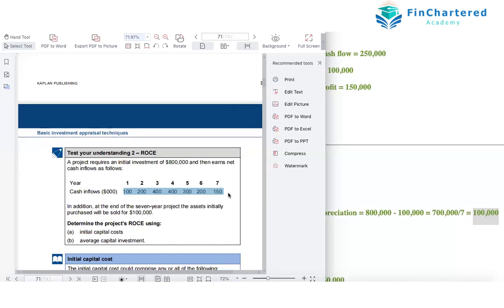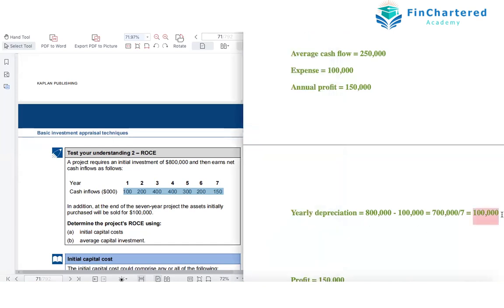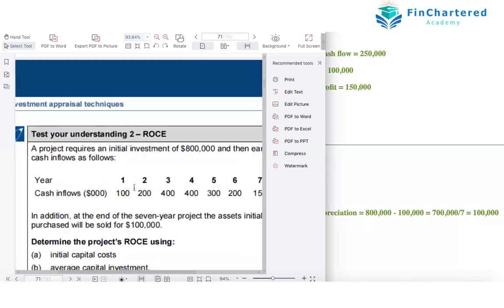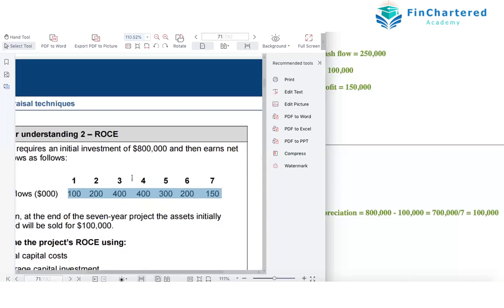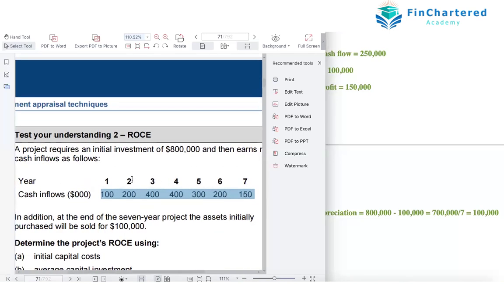This is your cash flow. This is what you are earning. Please don't depreciate that. This 100, 200, 400, 400, 300, 200, 150 is your yearly earning. You will not depreciate that because depreciation is the drop in the value of an asset due to wear and tear. This, what I've marked here, is your cash flow. How much did you earn in each of the years? So please don't depreciate it.